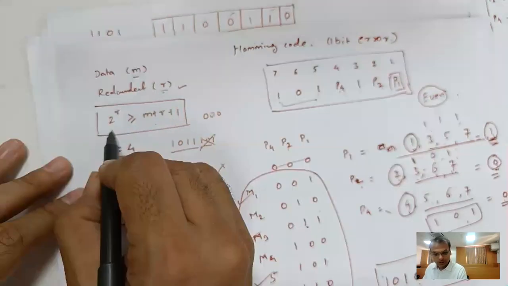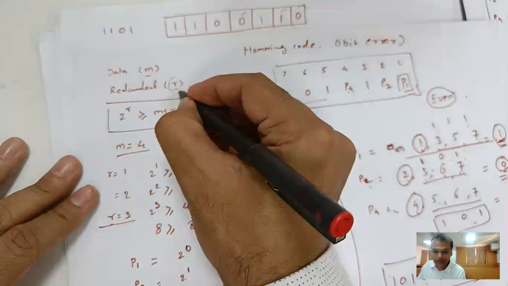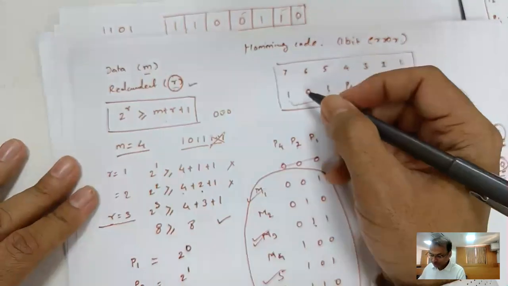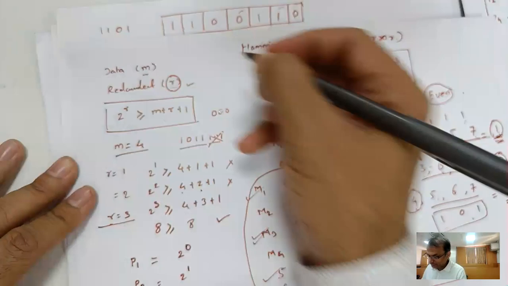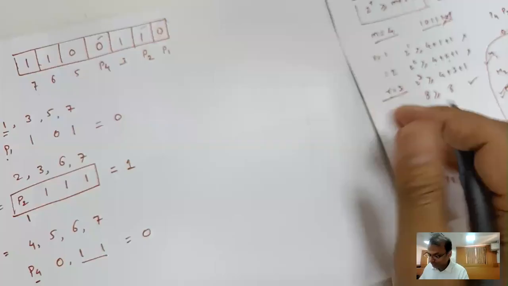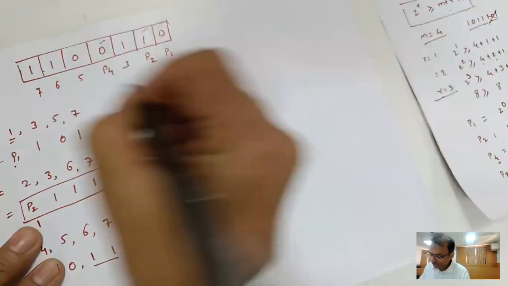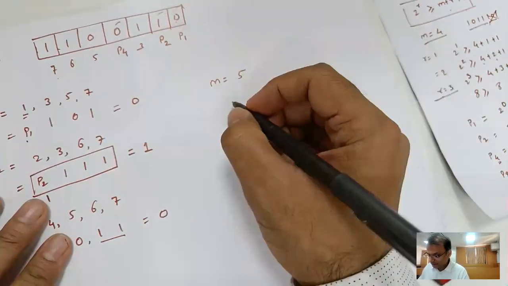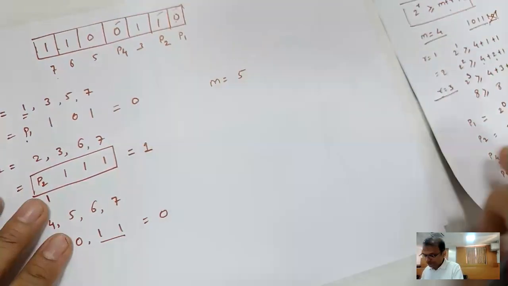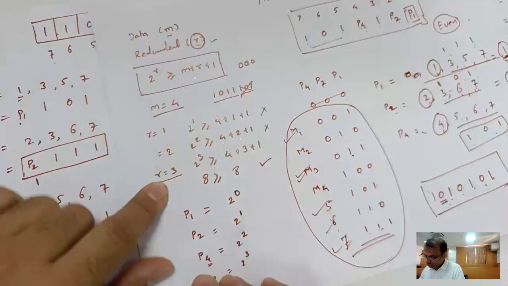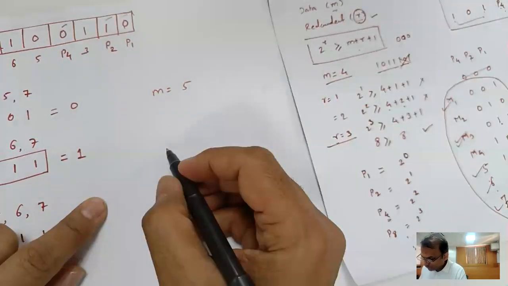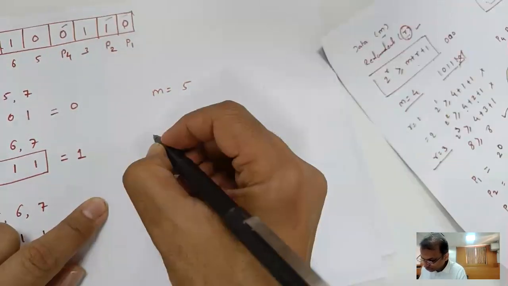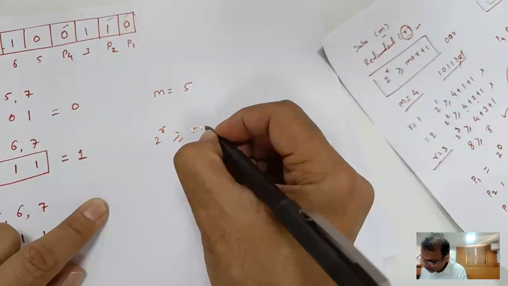And you have to remember this formula. How do you come to know that R is 3? Or let us say M is 5. Let us calculate for M equal to 5, that means the data is 5 bits. For 5 bits, obviously these 3 values will not match. So let me put R as 3. 2 raised to R greater than or equal to M plus R plus 1.